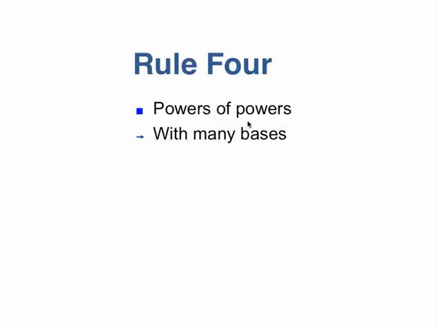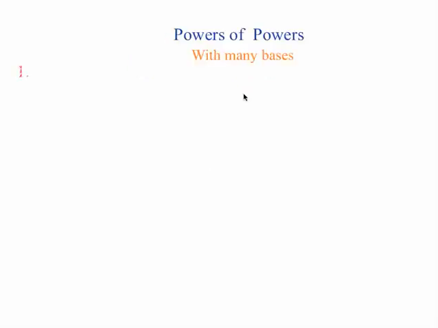Rule number 4, powers of powers with many bases. This is what I mean by that. Here's an example. We have x to the power of 2, y to the power of 3, all in brackets, all raised to the power of 2, which means x to the power of 2, y to the power of 3 times itself.